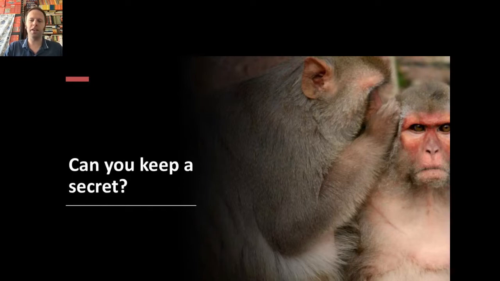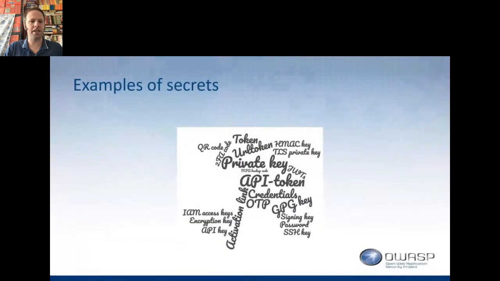But before we get a feeling for what a secret is, let's run through examples. Everybody by now can tell, credentials. We should keep those secret. Makes sense, right? But let's go a little bit further. How about your OTPs? How about your private keys or HMAC keys used to check integrity of messages? How about the TLS private keys or your IAM access keys for your cloud environment?